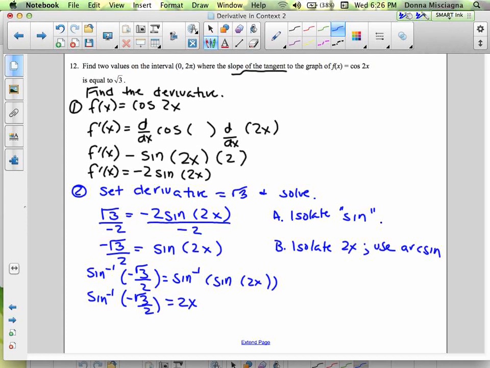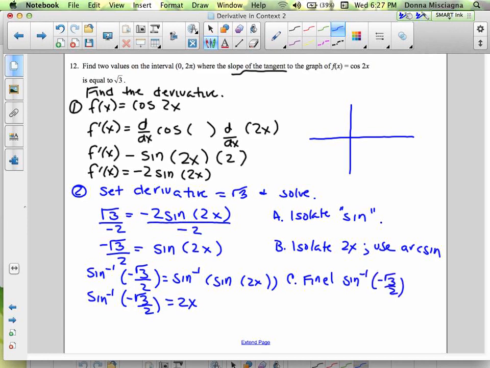Now we've got to figure out what is arcsine of negative square root of 3 over 2. In other words, where is the graph of sine equal to negative square root of 3 over 2? And so I'll put that as C. Find arcsine of negative square root of 3 over 2.